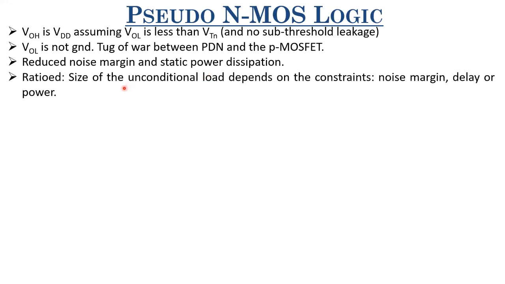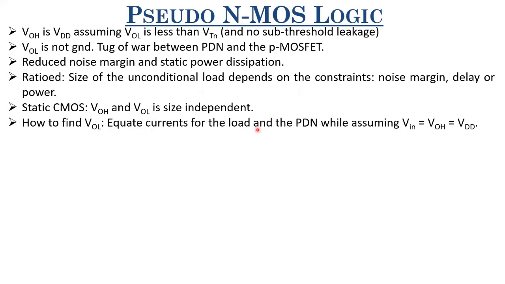Why is it called ratioed logic? Because we have to size the unconditional load depending upon the constraints of noise margin, delay, or power. Let us also see why delay and power. In static CMOS, it was non-ratioed logic because VOH and VOL are size independent. No matter how you size PMOS and NMOS, your output in static condition is always going to be VOL equals ground and VOH equals VDD. However, here, your VOL is decided by the relative sizing of this unconditional load and the pull-down network. Now, how do you find VOL here? You just equate the currents for the load and the pull-down network, assuming Vin equals VOH equals VDD for the PDN, right?